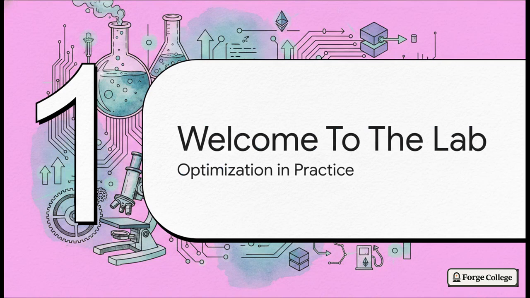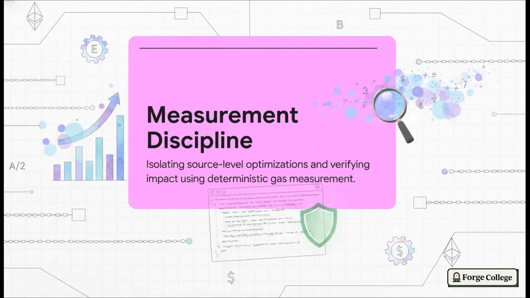Section 1. Welcome to the lab. The main goal here is translating all that opcode efficiency analysis we've learned into actual practice, using a guided reproducible script environment. The absolute foundation of this practice is what we call measurement discipline. Basically, we're transitioning from just staring at abstract opcodes on a screen to applying repeatable, measurable optimization moves.